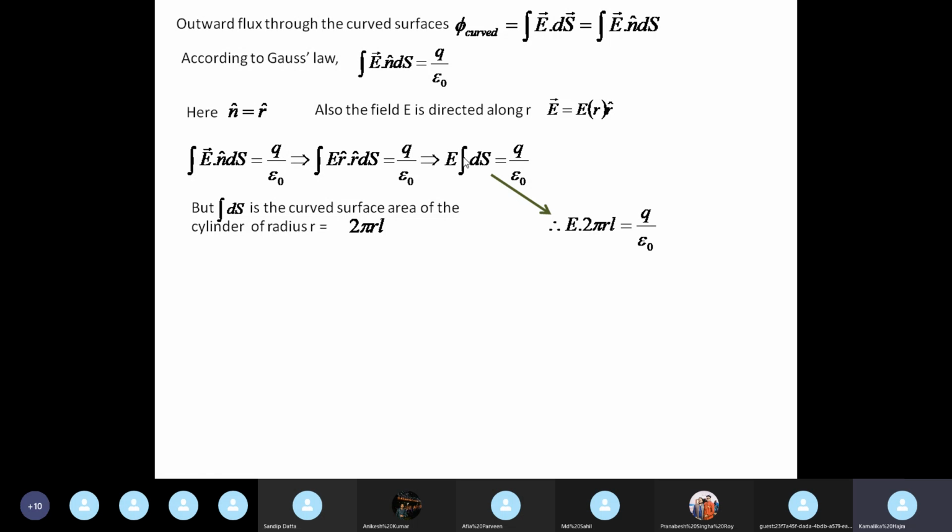So in this equation we can write E into 2 pi rl equal to q by epsilon naught. Now q is lambda into L, only for that part of the cylinder.